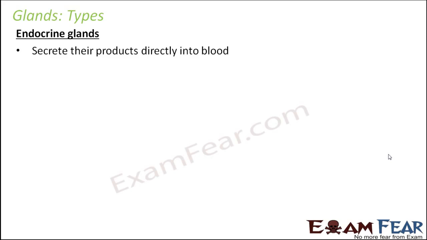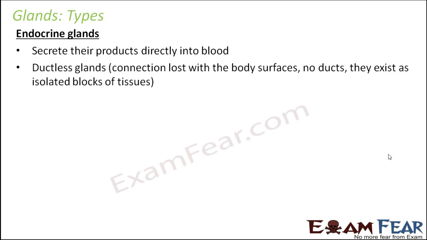So they will just secrete their products into the blood, and then it is the responsibility of the blood to carry the hormones, or to carry the chemicals, or carry whatever they secrete throughout the body. So that is why they are also known as ductless glands, because they do not have the ducts. So they are called ductless glands. So their connection is lost with the body surfaces, so no ducts, they exist as isolated blocks of tissues.